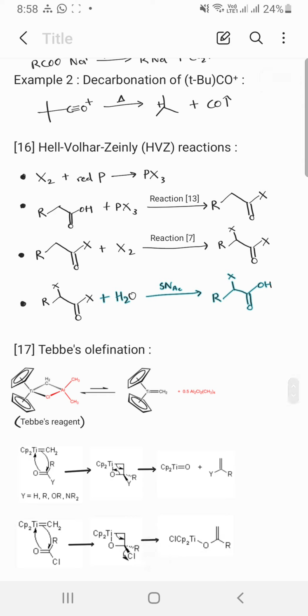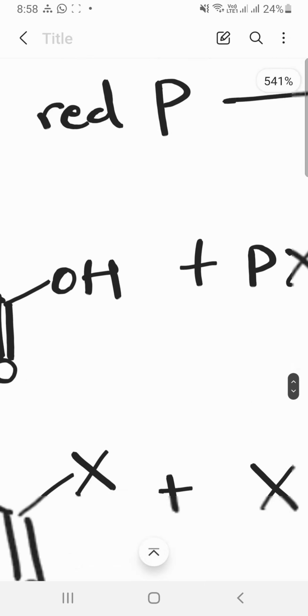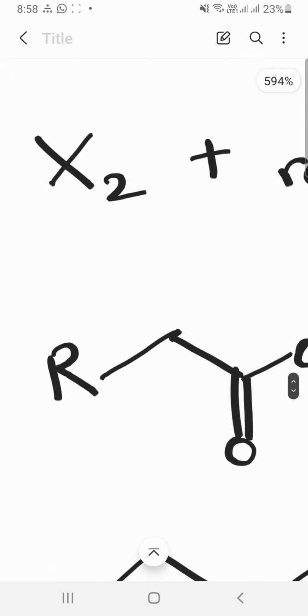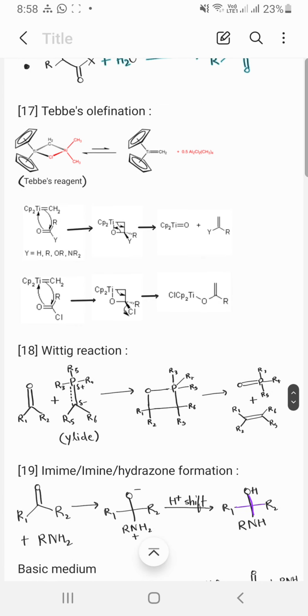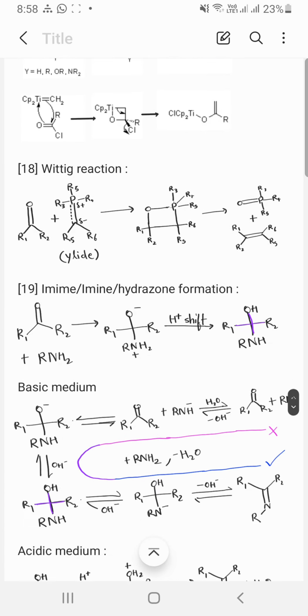HVZ reactions. Okay, not bad. So it's a way to halogenate acids. So what you mean is acids can't be halogenated right away? Huh. Of course they can be. Because if you know the mechanism, it basically relies on the acidity of the carbonyls. And in this case, the acidic hydrogen is this hydrogen, not the hydrogen attached to this carbon. Which means, yeah, we need this actually.